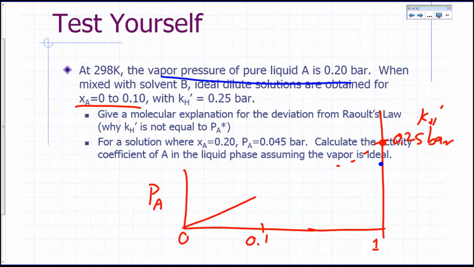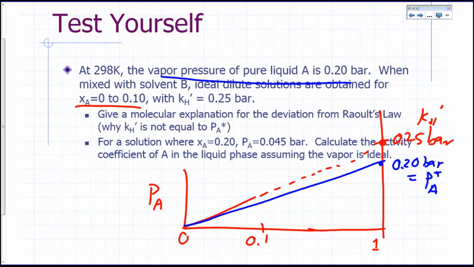Oops, sorry. It's 0.2 bar. That's your P star A. So this is the Raoult's law expected curve for Raoult's law, and your Henry's law curve looks like this. Okay. So what would be the molecular explanation for the deviation from Raoult's law? Why is KH prime not equal to PA star?